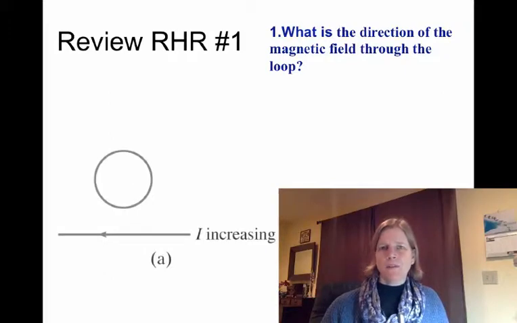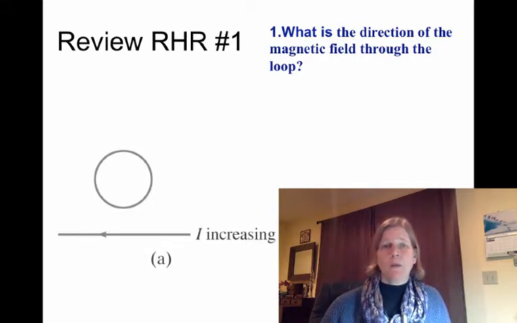The purpose of this video is to provide some additional examples of Lenz's law. Since Lenz's law uses right-hand rule number 1, I want to review that again first. So in this example, we have a loop of wire, as shown, sitting above a current-bearing wire, and the current's increasing, but the fact that it's increasing isn't actually important right now. What we want to get right now is what is the direction of the magnetic field through the loop.